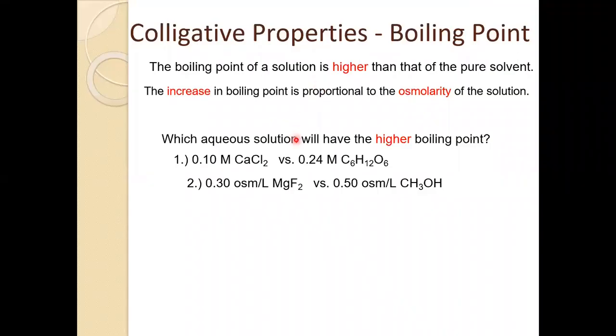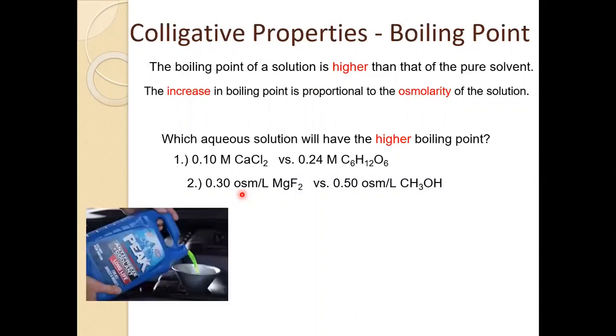And in this example, we have a 0.30 osmoles per liter magnesium fluoride solution versus a 0.5 osmoles per liter methanol solution. Notice that here we're given the osmolarities already, so there's nothing to calculate. Compare osmolarities by themselves, and because this solution has a higher osmolarity than this solution does, we expect this solution should have a higher boiling point compared to this solution, but both these solutions will have higher boiling points than that of pure water. So one application of this increase in the boiling point of a solution relative to the pure solvent would be antifreeze. Antifreeze is a very highly concentrated solution of propylene glycol and water, about 50% by volume.